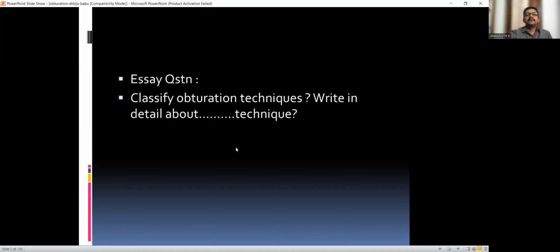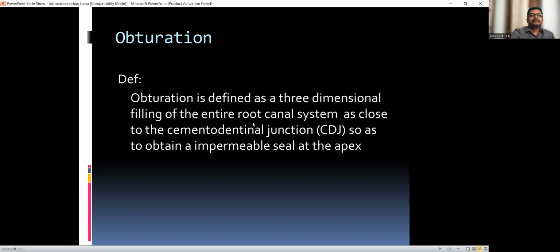You can expect a question from this chapter for your university exams for Part 2 BDS. This has been asked, like classify obturation techniques, and you will be asked to write in detail about one of the techniques. This has been asked in previous years. You get a lot of short notes also from this chapter. So let us move on to the details.